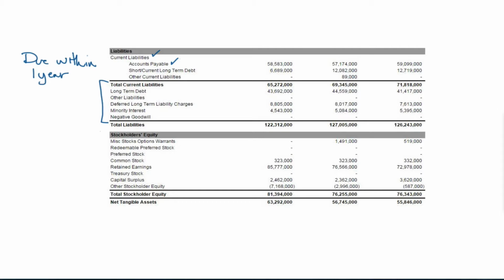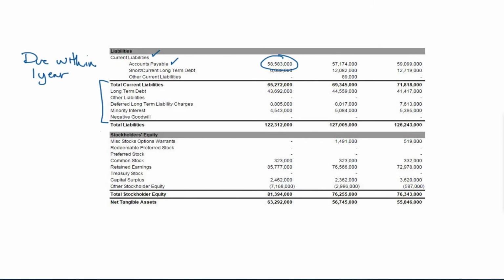So accounts payable works in the exact opposite fashion. Here, these are monies that we owe to other people. And notice it's a relatively large sum of money. It's $58.5 billion, because remember, these statements are all in thousands.